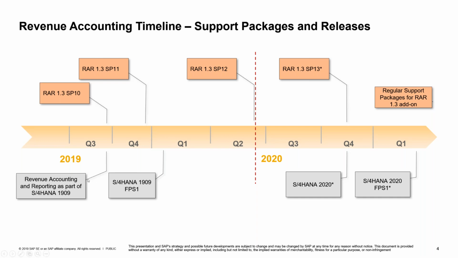So the first release where we could already see some benefits of the enhanced revenue accounting features was with 1909. We then, with a feature pack, added additional functionalities. I'll come to that later. And what I also would like to share today with you is how the journey continued. So what additional features can you expect in the 2020 release, and what will be made available there.